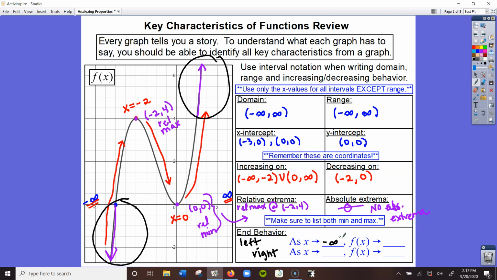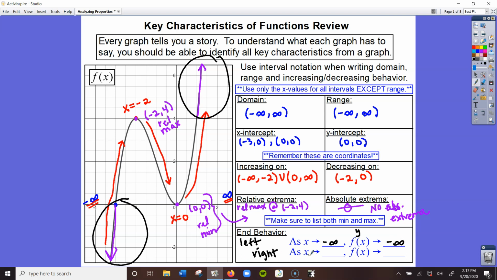This means I'm looking at the left side of my graph. I'm going to check out what the y values, which is f of x, are doing on the left side of the graph. As I look on the left side, I see that my graph is going down. And since it's going down, that means f of x, your y values, are going towards negative infinity.